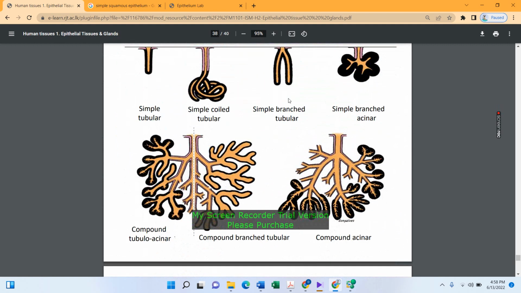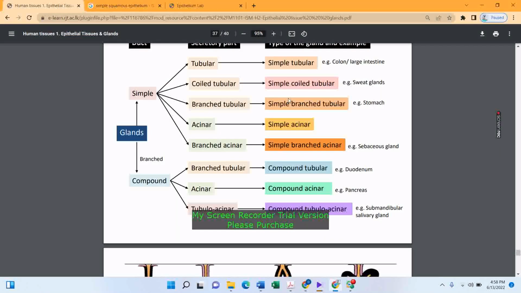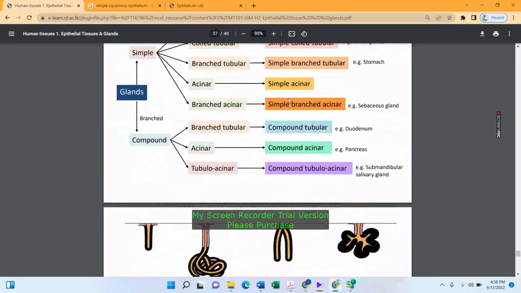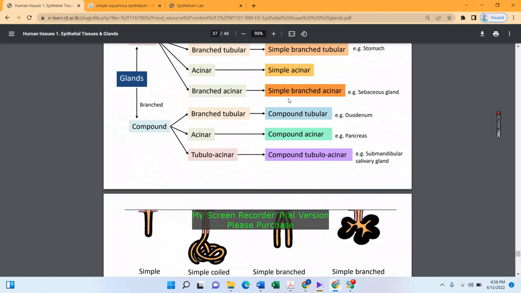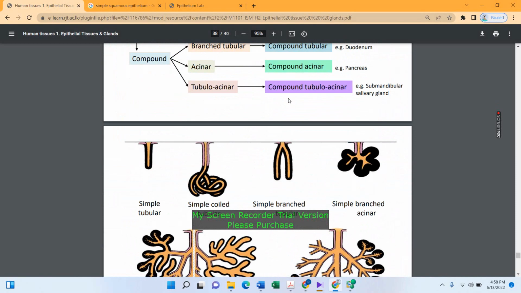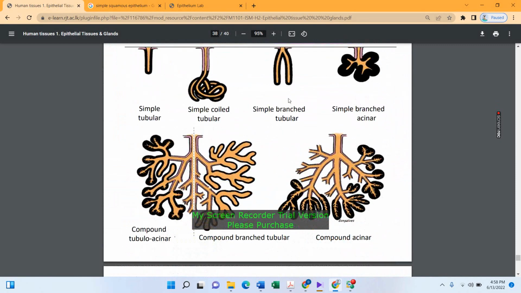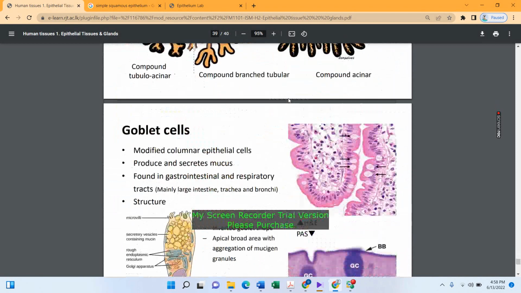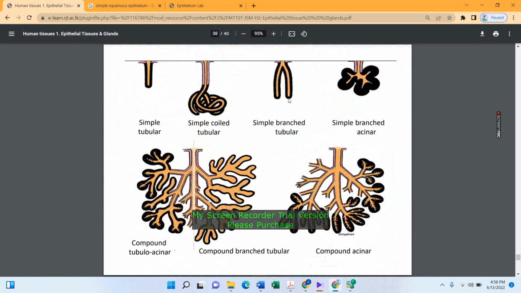And then compound branched tubular is found in the duodenum. Compound acinar is found in the pancreas, and then compound tubular acinar is found in the submandibular gland. So these are important, remember. Simple tubular is not branched, it's just a tubule, and then simple coiled tubular, simple branched tubular, simple branched acinar, where the tubule is branched. In the compound, the whole duct is branched.